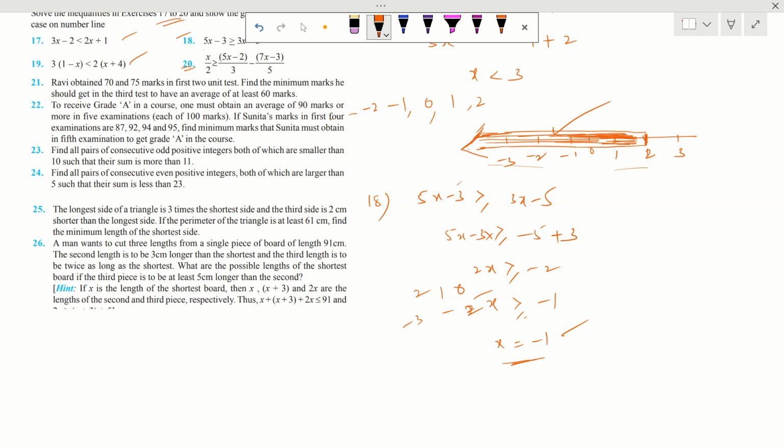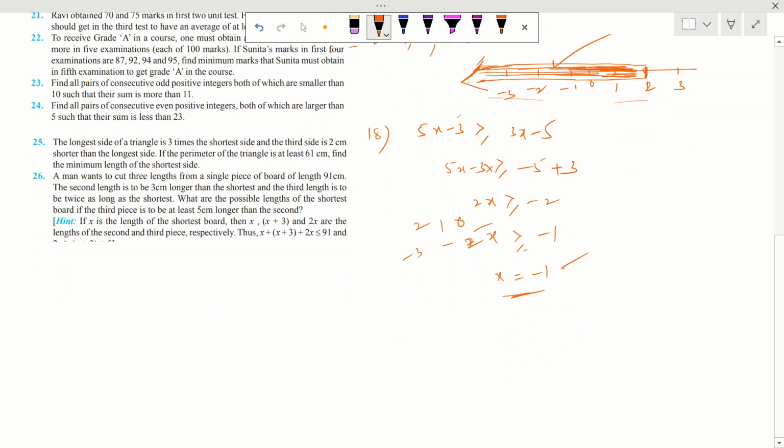If I take this in a graphical representation, then we can write here. From the 0, this side is negative: minus 1, minus 2, minus 3, and this side is positive: 1, 2, 3, 4.